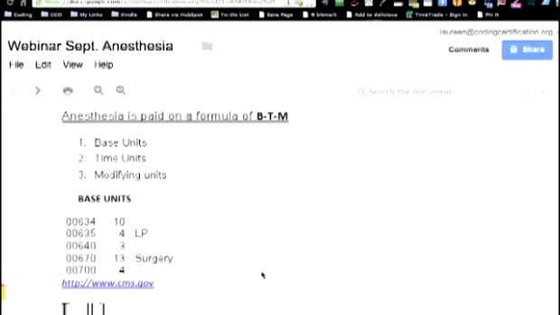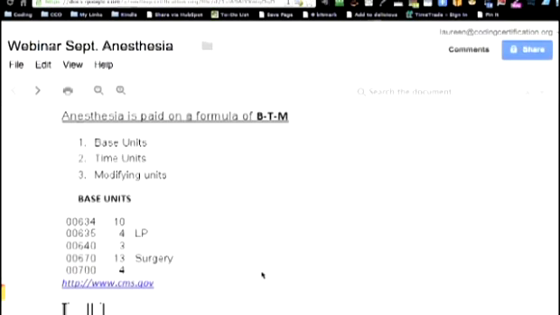There's a formula that's used with anesthesia, and this is how they get reimbursed. It's divided up on base units, time units, and modifying units. To get the base units, they've taken every anesthesia code, and most of those codes start with 00. They're at the beginning of your code book, and for each procedure, they're given a value. I can't remember, it's like 1 to 20 maybe. I don't know if I've ever seen one more than 18.